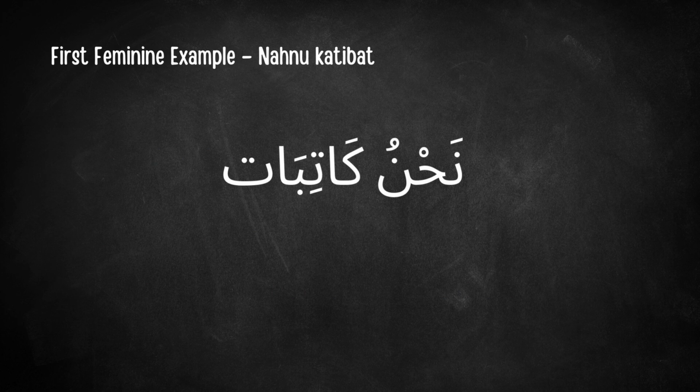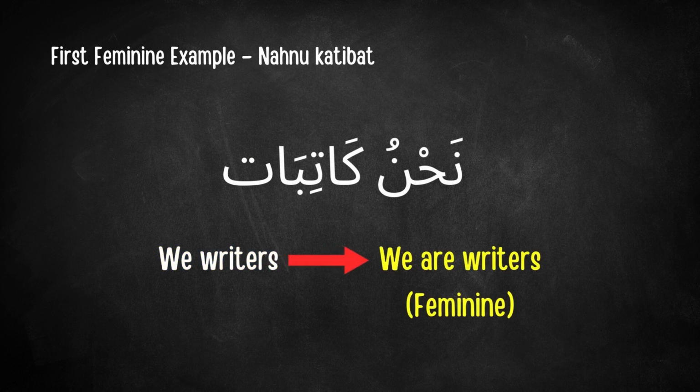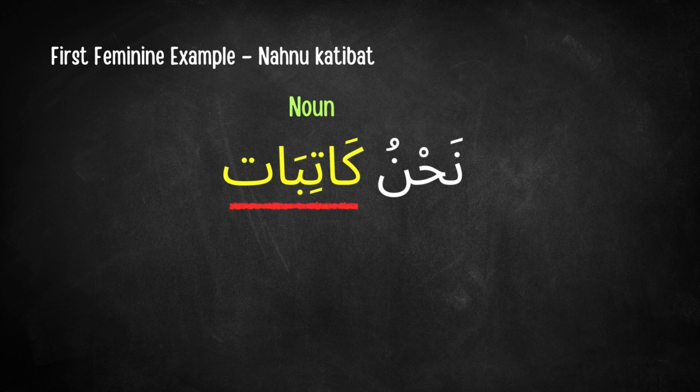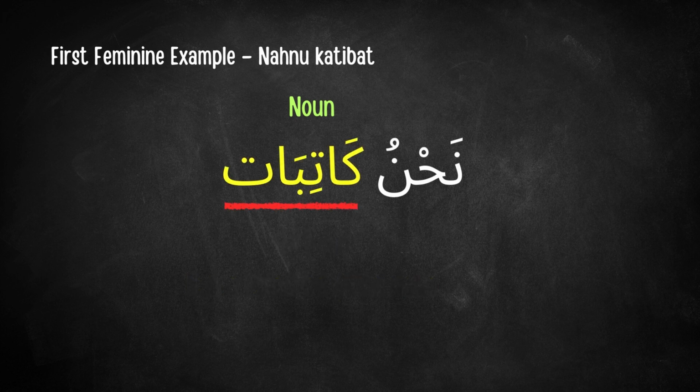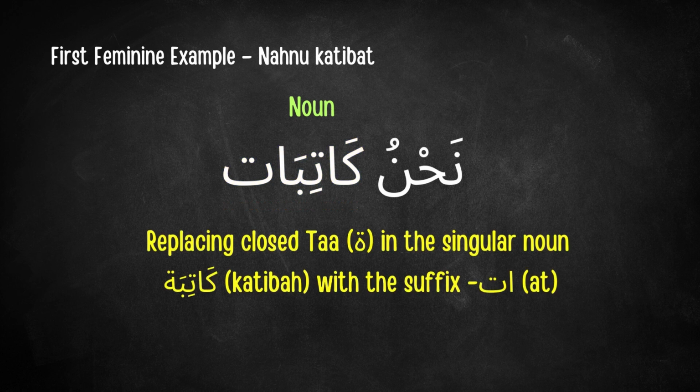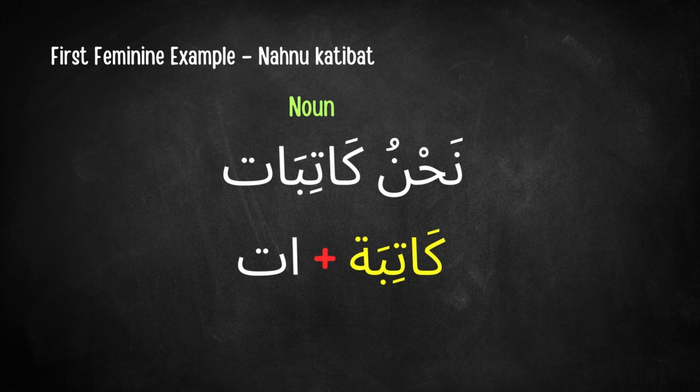First example. نحن كاتبات. نحن كاتبات meaning we writers, but it is understood as we are writers. The noun كاتبات means writers. It is a feminine plural noun. The noun كاتبات is formed by replacing the closed ta in the singular noun كاتبة with the suffix alif ta. كاتبة plus alif ta replaces the closed ta, becoming كاتبات.